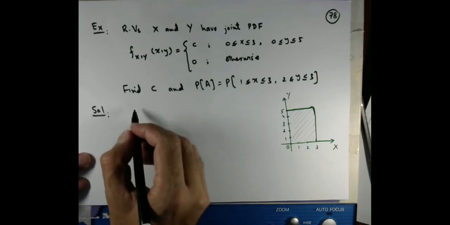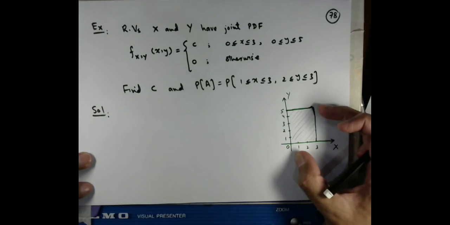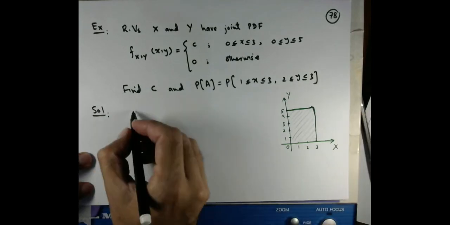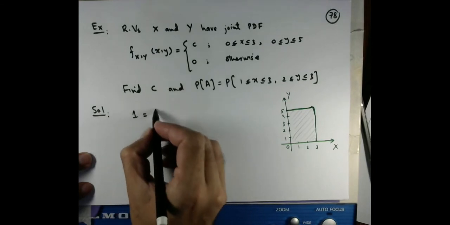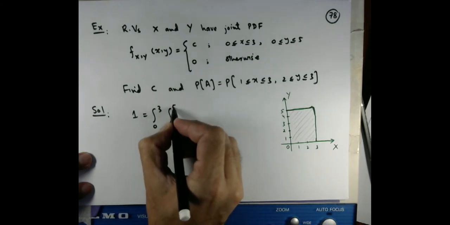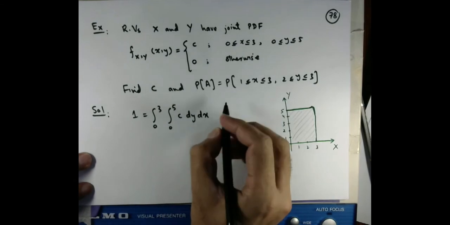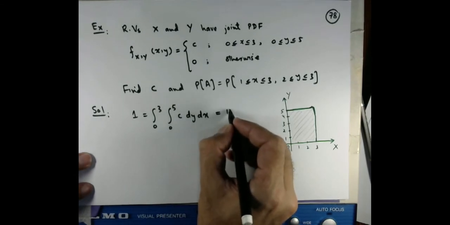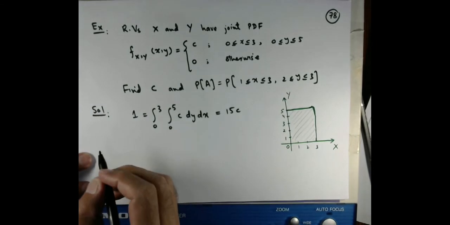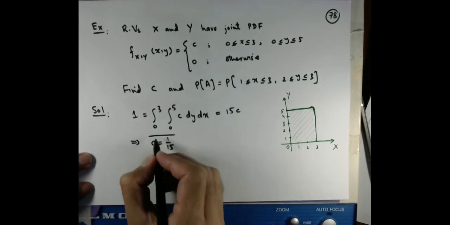To find c, we know that if we integrate the joint PDF with respect to x and y, we should have probability 1, which means 1 is equal to the integral 0 to 3 on x and integral 0 to 5 on y, c times dy dx, and this will ultimately become 15c. So this implies c is equal to 1 by 15, and this should be obvious.